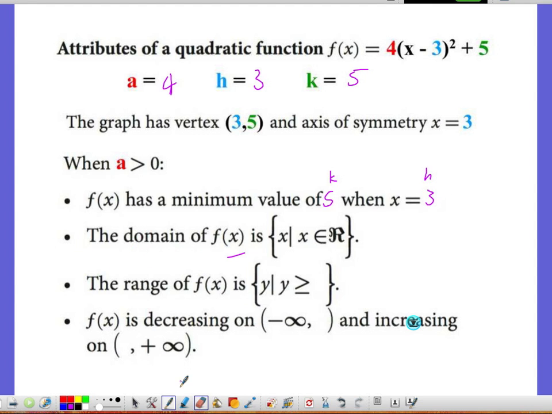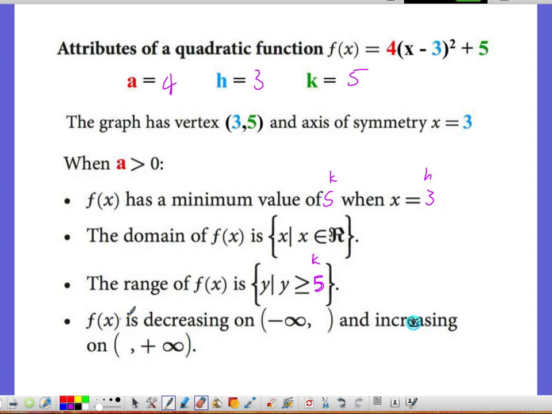And notice here the next attribute is the domain. The domain of f(x) is all real numbers. And notice we don't plug anything in for the domain. It's basically always going to be this answer. So the domain is all real numbers. The range of f(x) is y such that y is greater than or equal to k. We found out that k was 5.